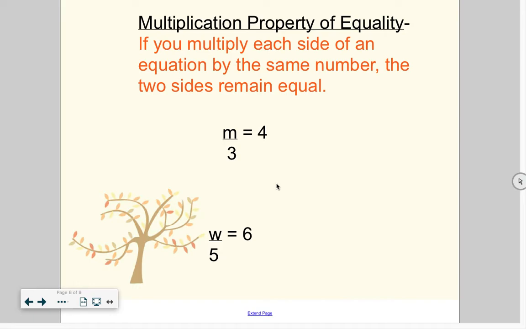So the multiplication property of equality says if we multiply both sides of an equation by the same number, it's going to remain equal. So if I have m divided by 3 equals 4, let's think about this for a second. If I had 12 divided by 3 equals 4, if you look at this first question, we're solving for that numerator of that fraction, correct? We're solving for that top number. We're solving for the dividend, correct? Shouldn't that number be the biggest number in the entire problem?